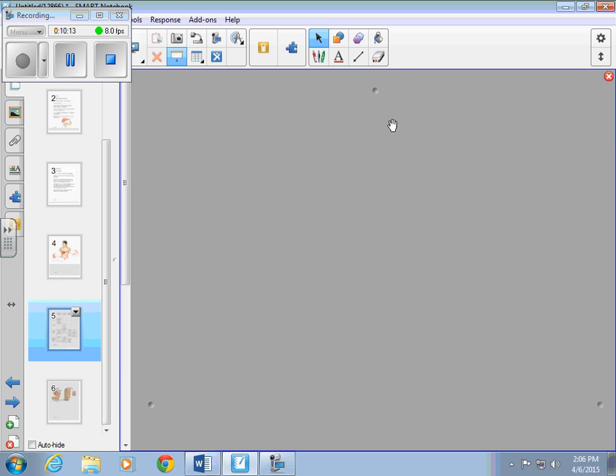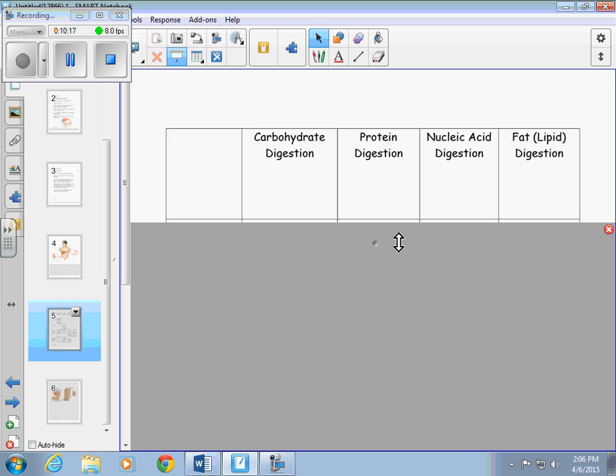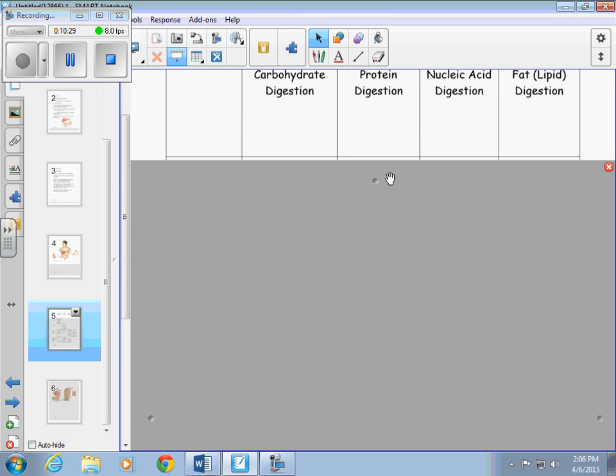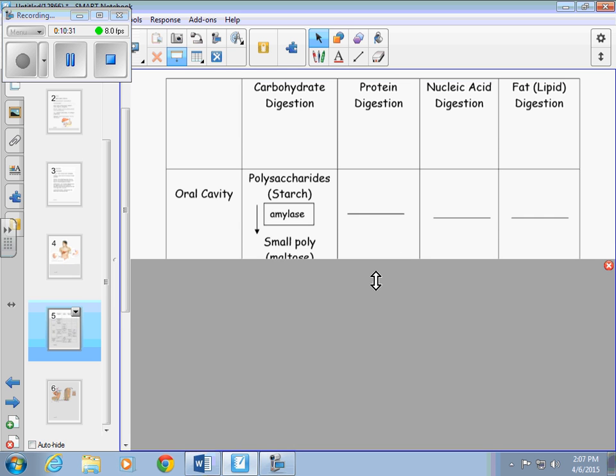On the next page of your packet is a chart that gives you specific details of names of organic molecules, where they are digested, and even the name of the enzyme that's doing the digesting. The chart on your page is oriented in a landscape format, but the one I have on the screen is a portrait setup. So make sure you're writing everything in the right box.